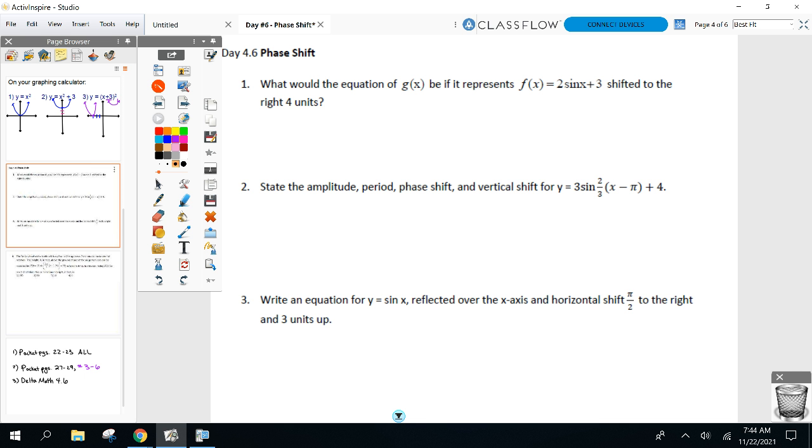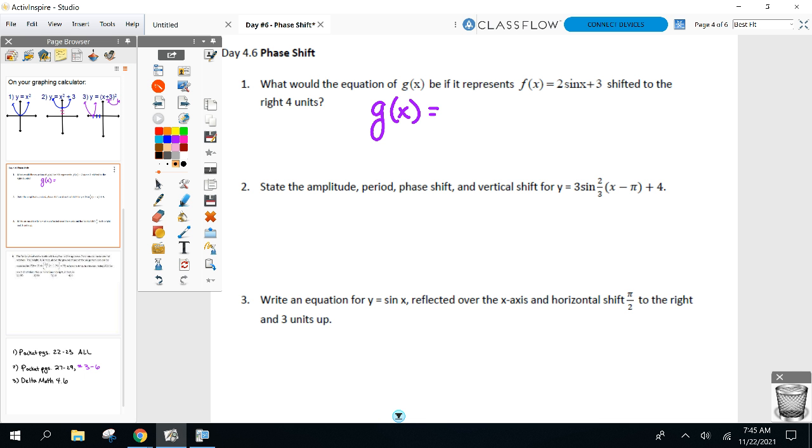So number 1, I have f of x is 2 sine x, and this is day 4.6. I want to shift it to the right 4 units. What's that new equation look like? Shift it to the right. So I hear right and left. That tells me it's got to go in parentheses with the x. So I have g of x. Here's my new equation. G of x equals.